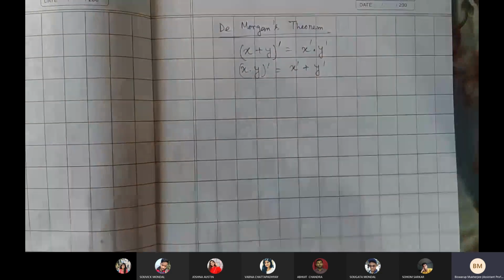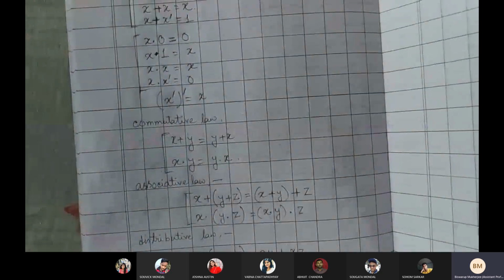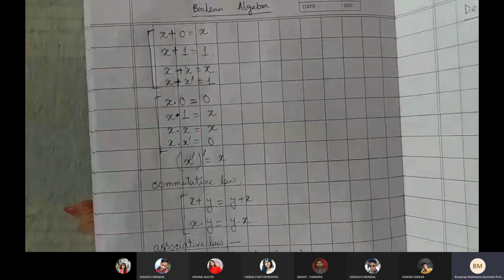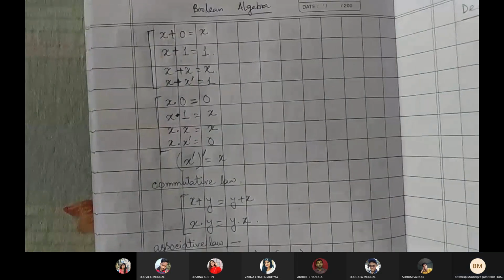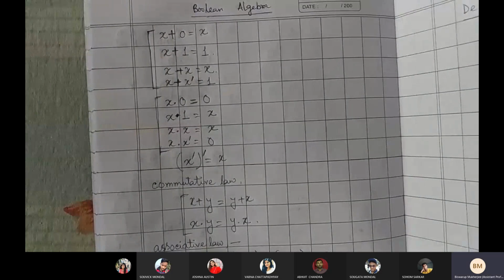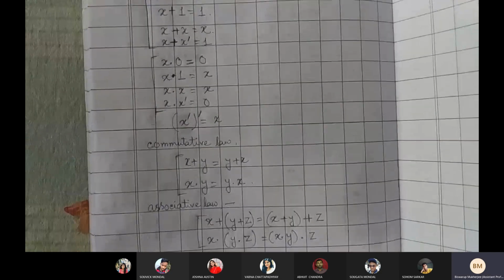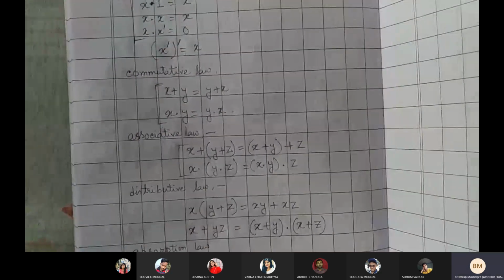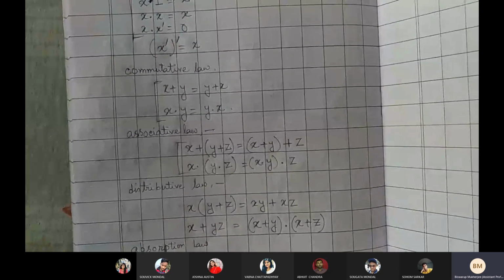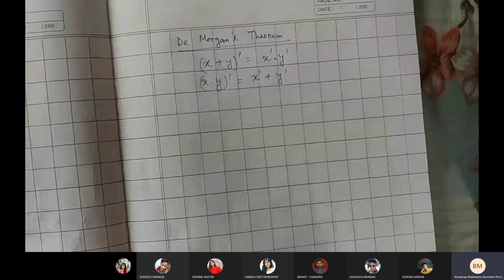So what you need to do, you need to remember this thing, right? Okay. All these different laws, you need to just keep in your mind, that this can be minimized like this. Okay. Now coming to this one, De Morgan's theorem, next one.